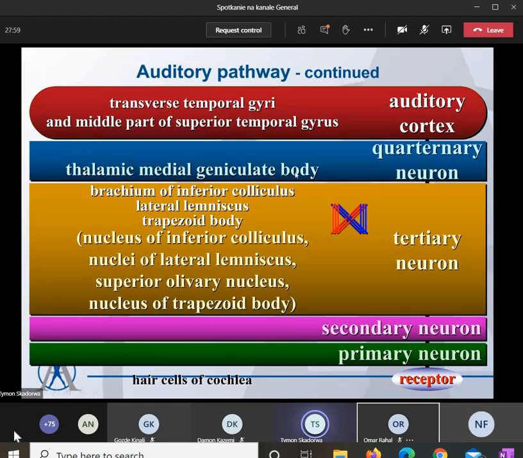Now the medial geniculate body is the subcortical center for hearing, and it is the beginning of the quaternary neuron. This neuron sends out axons forming the acoustic radiation within the temporal lobe, and the radiation enters the transverse temporal gyri. So this is the end of the auditory pathway.